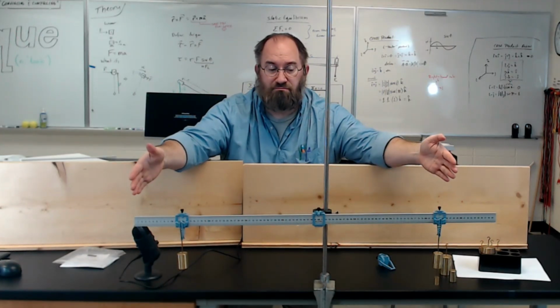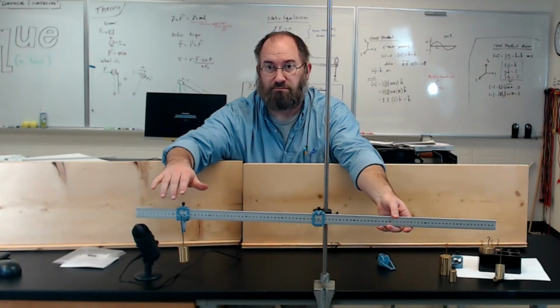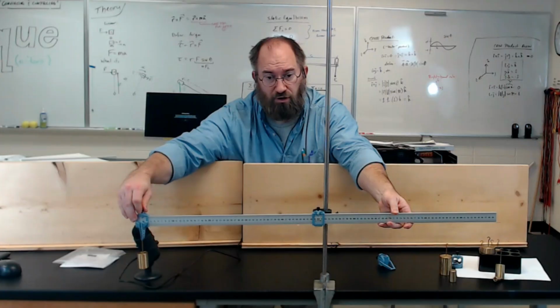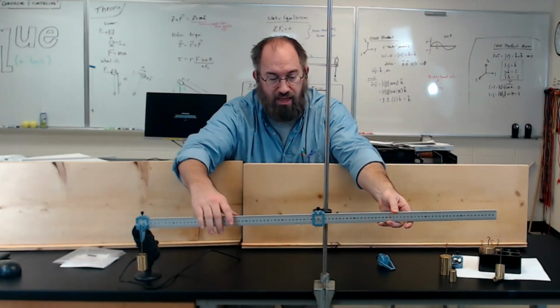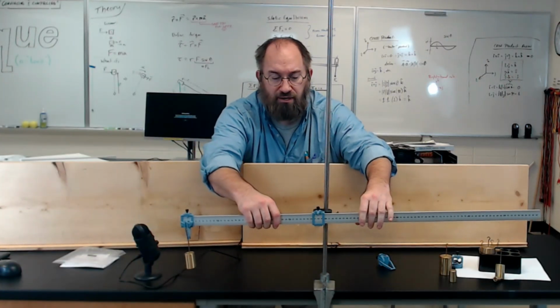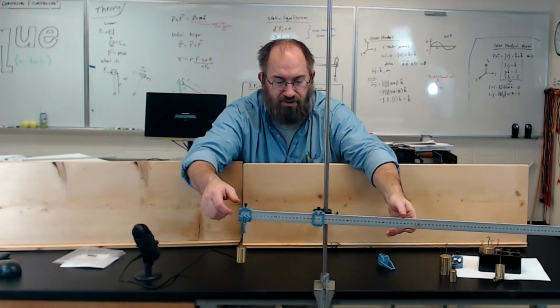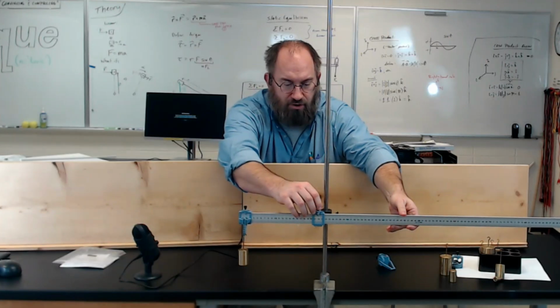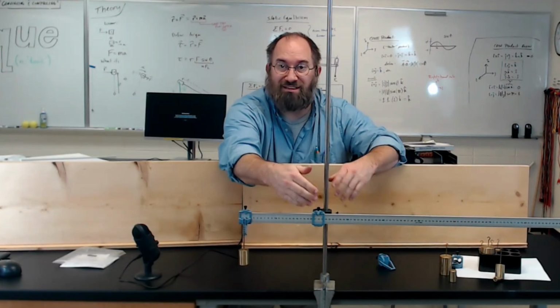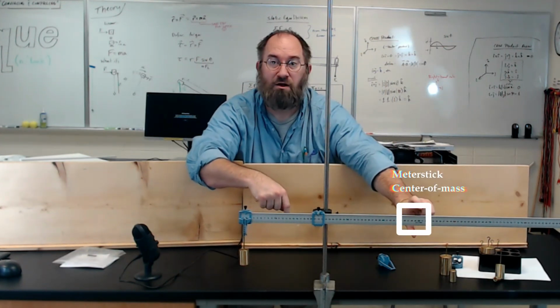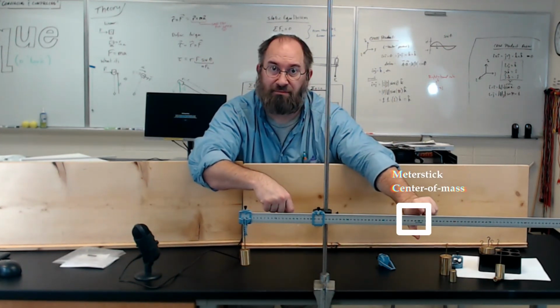For your final configuration, you place the mass at some position close to the edge, and then you adjust the pivot point until your system is balanced. It takes a few moments, but once you find that point, you mark it. This is now your new pivot point. This is not the center of mass. This is the pivot point. Your center of mass is still here for the meter stick at the 50 centimeter line.